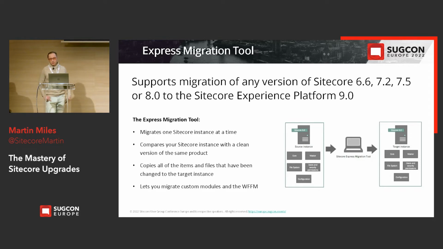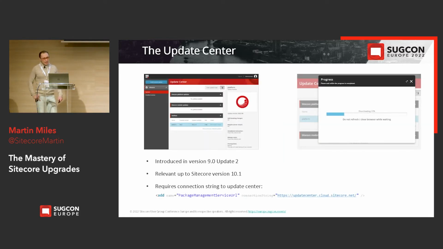It supports migrating from previous old instances to the Sitecore 9 initial version, and this migration tool copies items and files from one Sitecore instance at a time. Update Center was introduced in 9.0 Update 2 and is valid up to 10.1. You can find, download, install, and manage updates, also hotfixes, for the Sitecore platform and Sitecore modules. The Update Center accesses the package management service provided by Sitecore, or you can install and provide the service yourself. So in that case, you need to change the connection string.